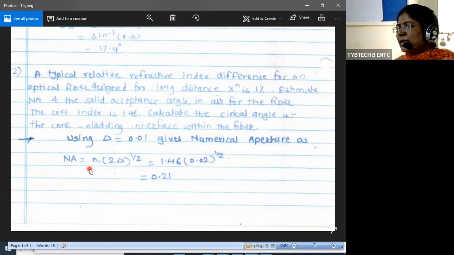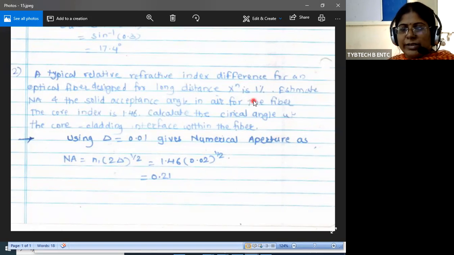And practice for that. And don't write only the formula. Along with that, you remember its units also. Units also you write in the formula. Okay. NA is equal to N1 in bracket 2 delta raised to 1/2.